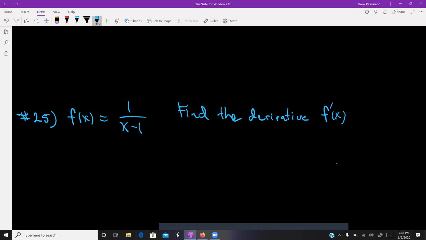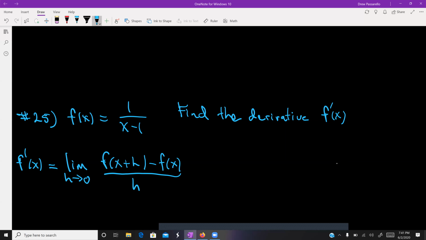And again, I just always write the definition. So it's the limit as h goes to 0 of f of x plus h minus f of x, divided by h.